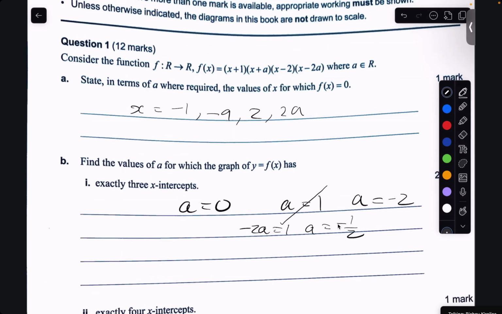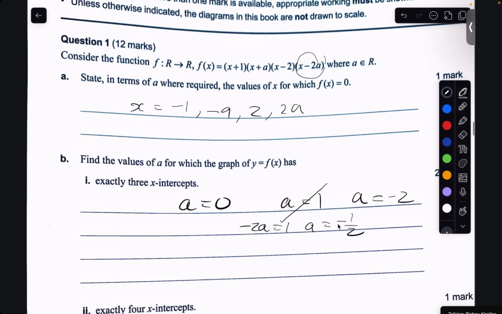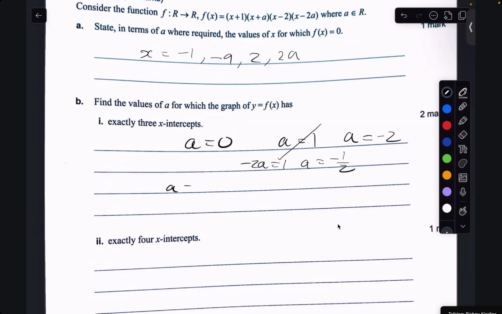And check that that works. So that will be fine because that's different. And then for this one, x minus 2a being equal to 2, so that's again a is equal to 1. And that doesn't work. So our values for exactly 3 x-intercepts are a is equal to 0, a is equal to -1/2, and a is equal to -2.